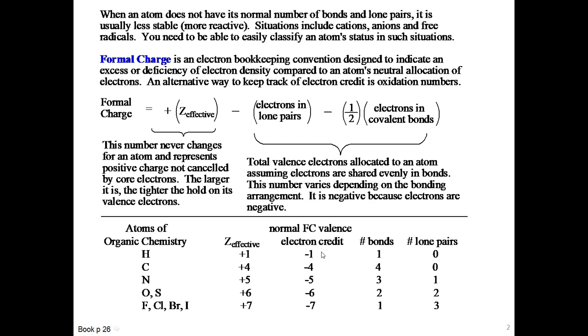They would be balanced by the normal electron credit that an atom has. And for each of these atoms, hydrogen makes 1 bond, carbon makes 4 bonds, nitrogen 3 bonds, and it has a lone pair. Oxygen and sulfur, 2 bonds and 2 lone pairs. Halogens, 1 bond and 3 lone pairs. That's the normal status.